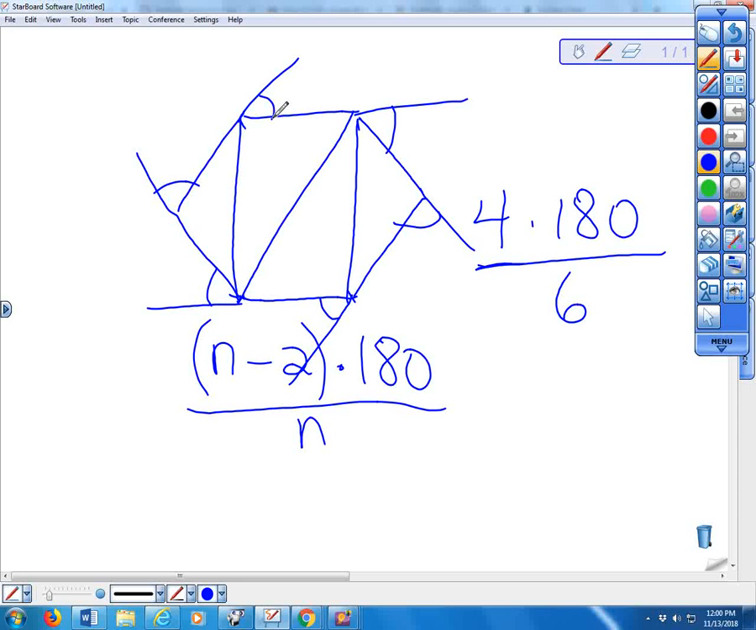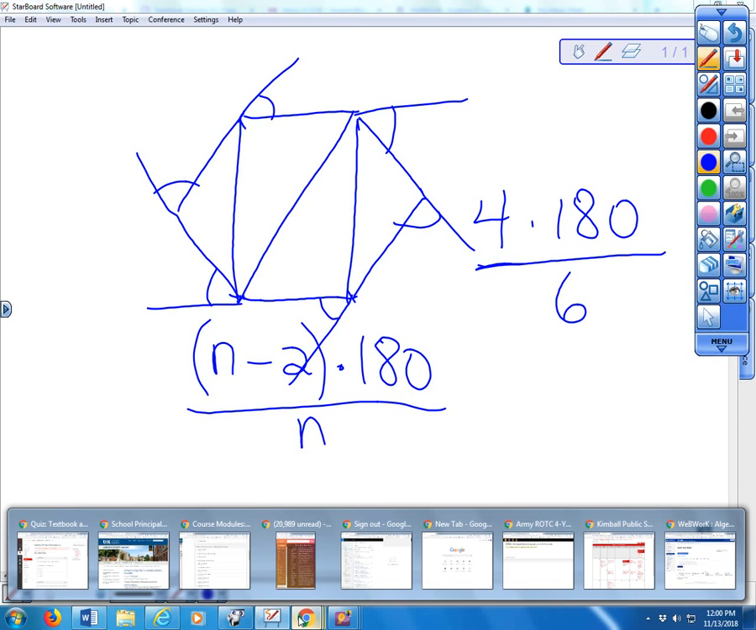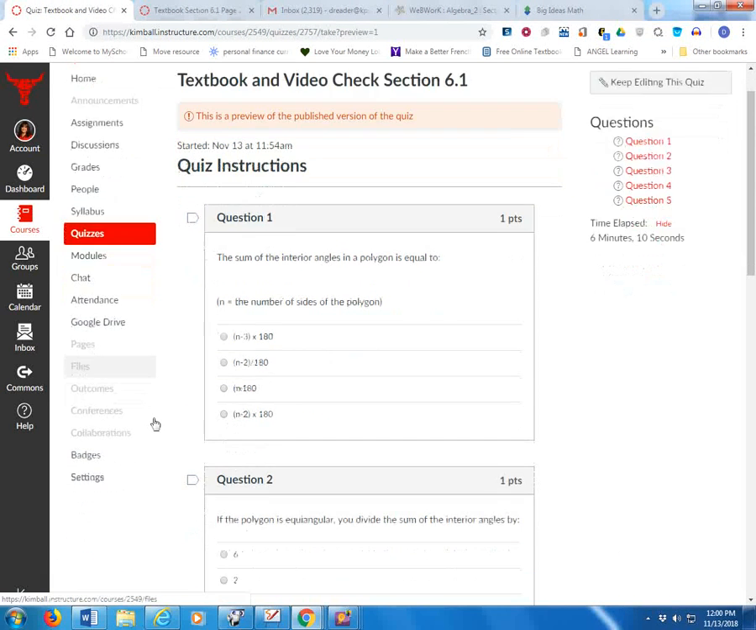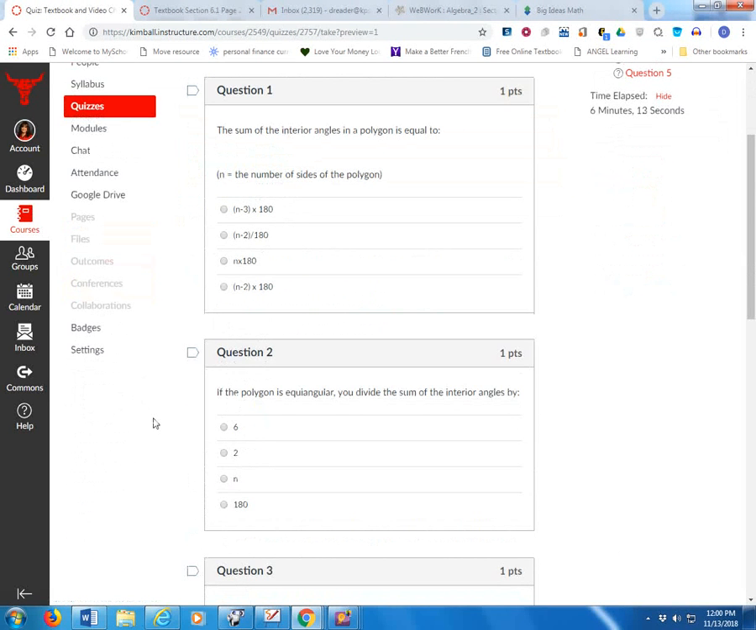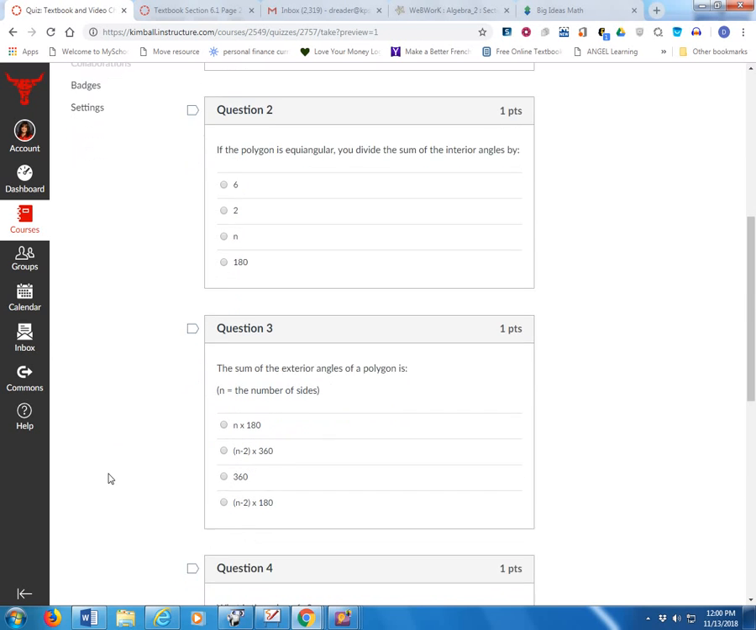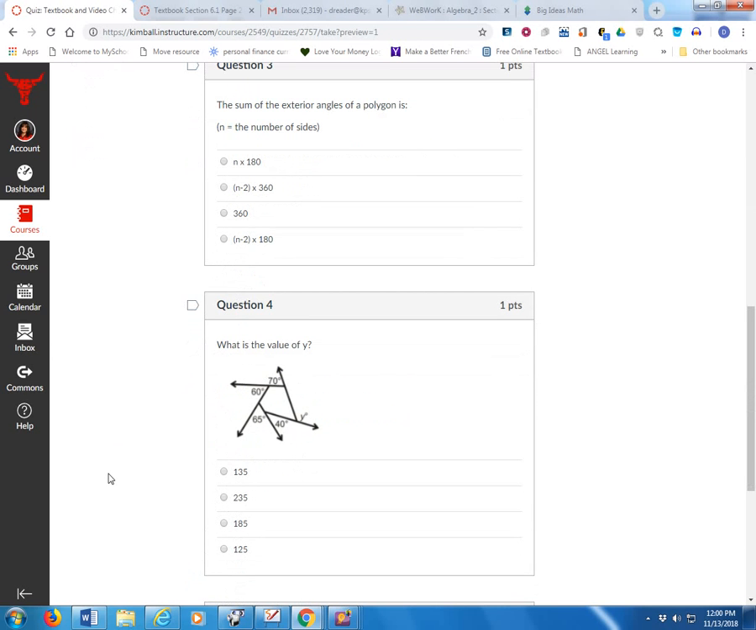Okay, let's go through the textbook check. The sum of the interior angles in a polygon is equal to n minus 2 times 180. If the polygon is equiangular, meaning regular, you divide the sum of the interior angles by n, the number of sides. The sum of the exterior angles of a polygon is 360, always. No special formula for that one. It's always 360, no matter the size.